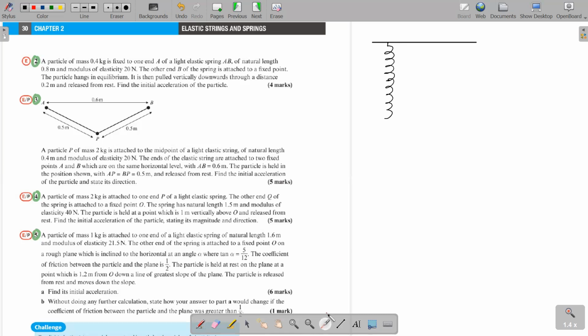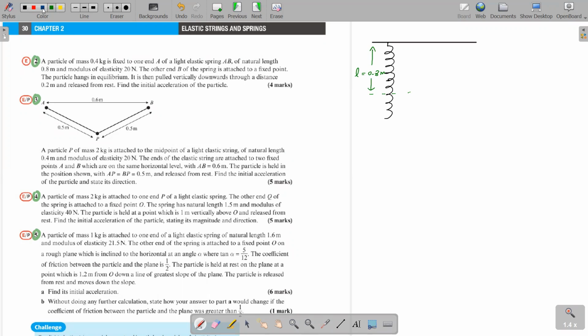Now, when you have the spring with its own natural length, what are they doing? Now it's a light spring, which means the spring doesn't have its own weight. So when you attach a particle of mass 0.4 kilogram, definitely what's happening? Due to the weight of the particle, you realize the object will slightly displace, isn't it? So the natural length is 0.8 meters.